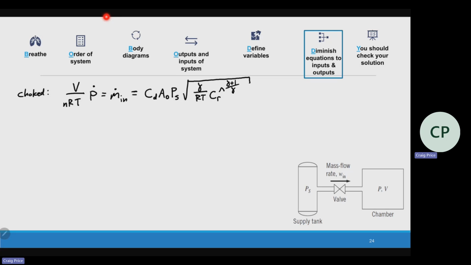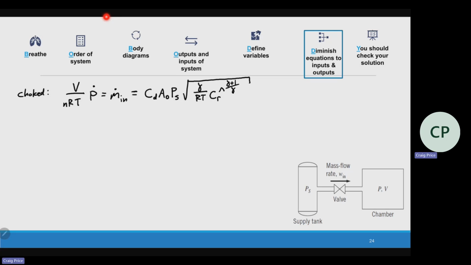Now, this is the specific heat of the gas. So if I know what that is, I know R and I know the temperature, this just becomes a constant. The supply pressure is a constant, the area is a constant, and the coefficient is based on the smoothness of that orifice or whatever the valve is passing through. So all of this just becomes a nice constant.